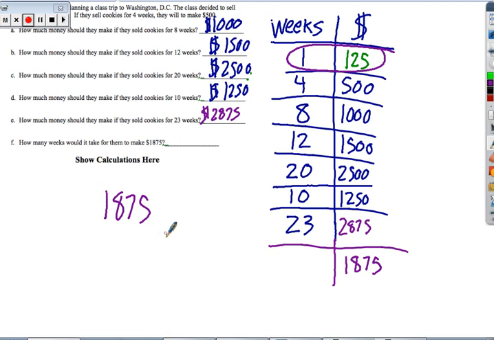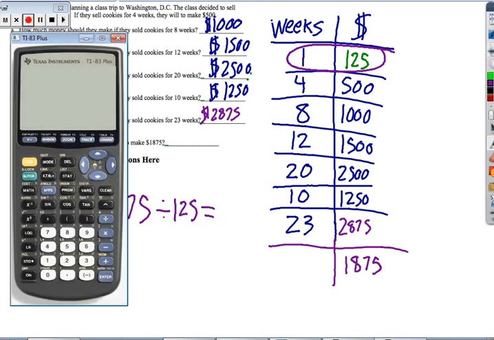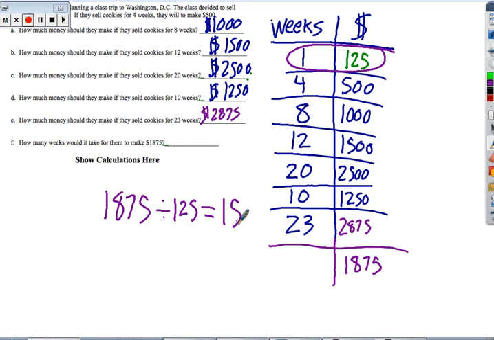So I mean, we could sit here and just count up. We could do 125, 250, and keep going and tally off. But a quicker way is using the operation of division. Division tells us how much one quantity goes into another. So using some division here gives us how many weeks. So let's see, how many times does 125 fit into 1,875? It's going to give us 15. Alright, so it goes in 15 times. That tells us if we work 15 weeks, or we sell cookies for 15 weeks, we can expect to make $1,875.